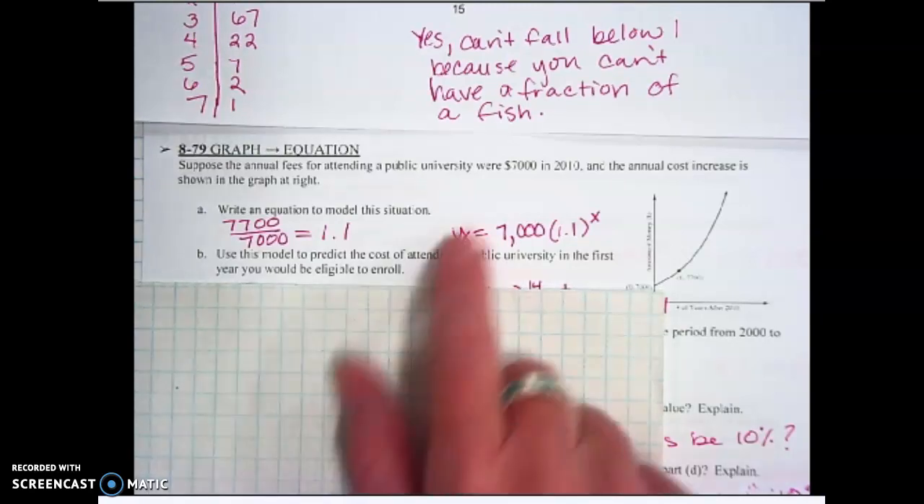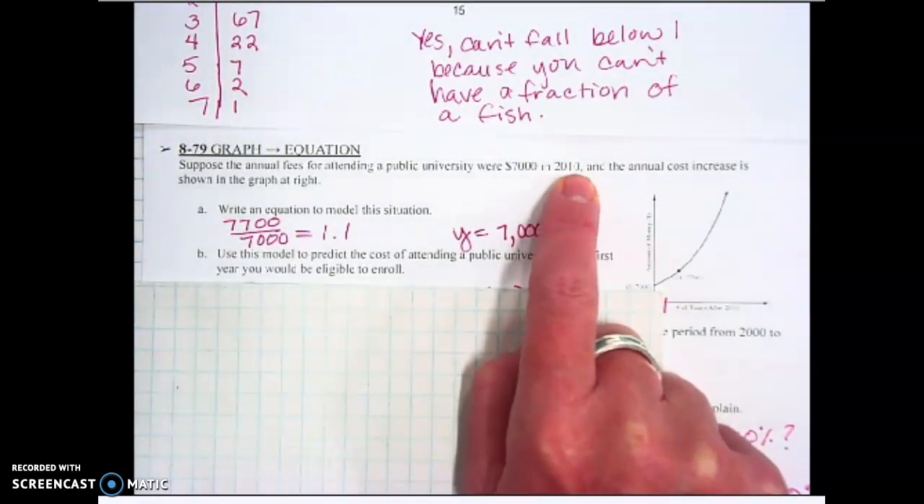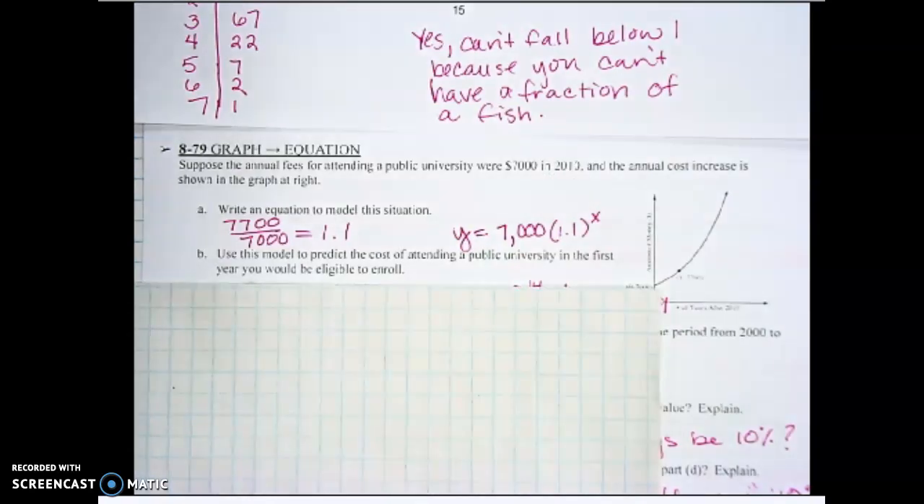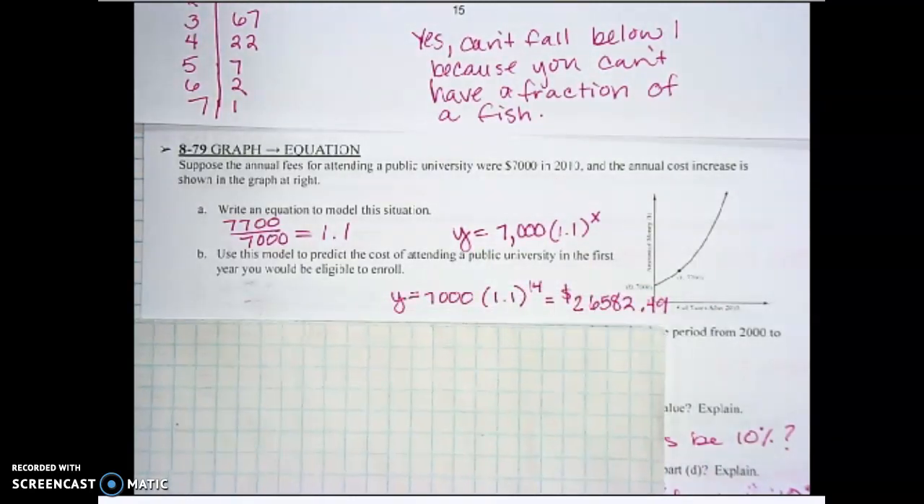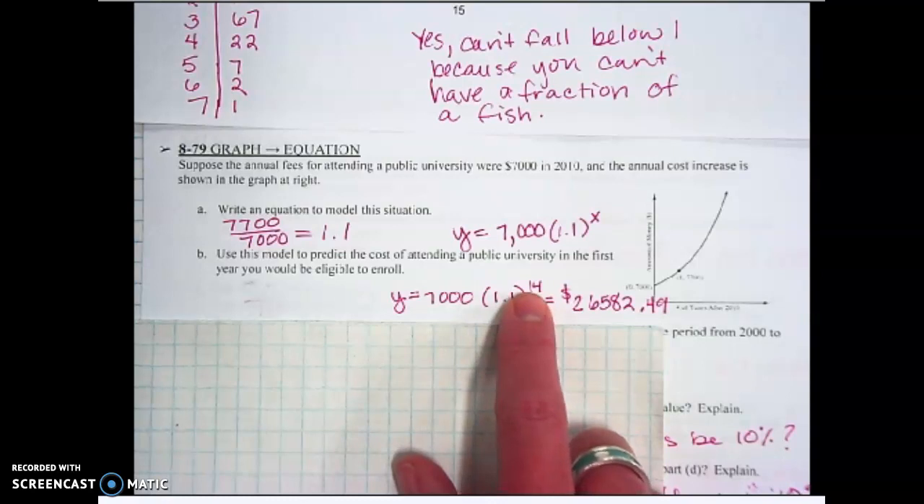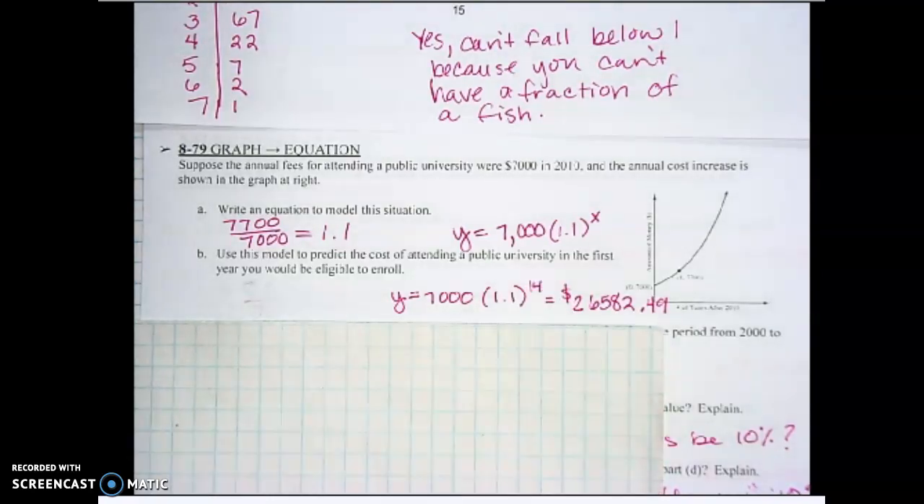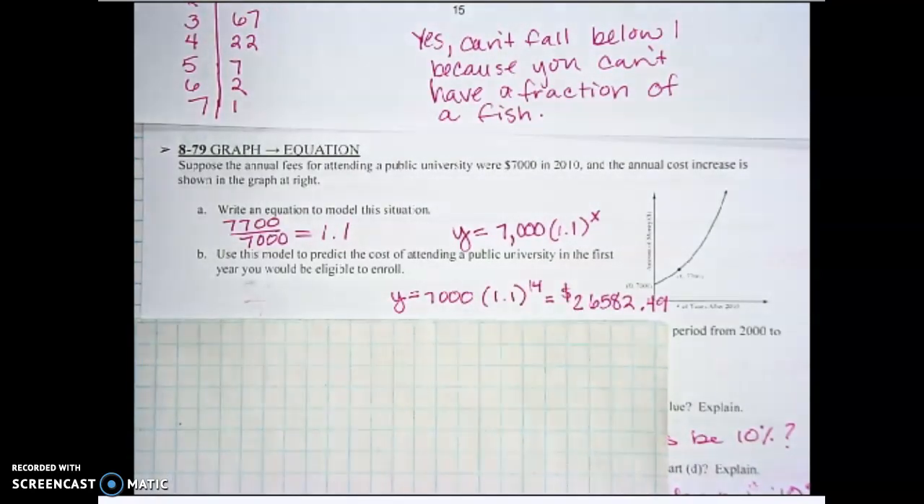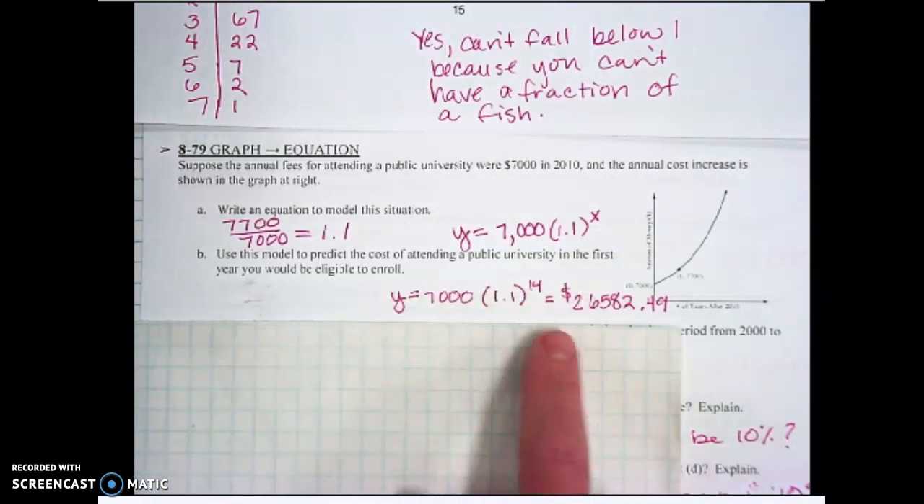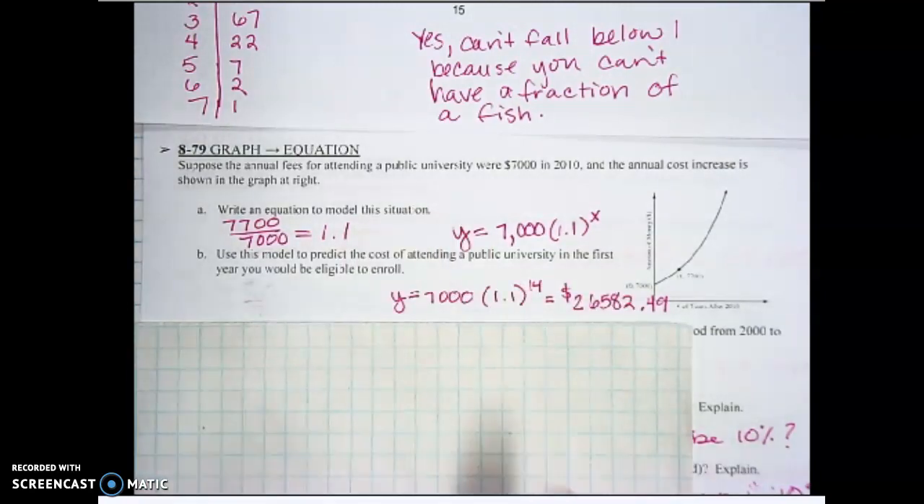So this starts at the year 2010. How many years would that be? From 2010 to 2023. Oh, 13. Okay, so I put 14. I must have calculated it for, yeah. Okay, so we're going to use 14, but if you want to use 13, you can.